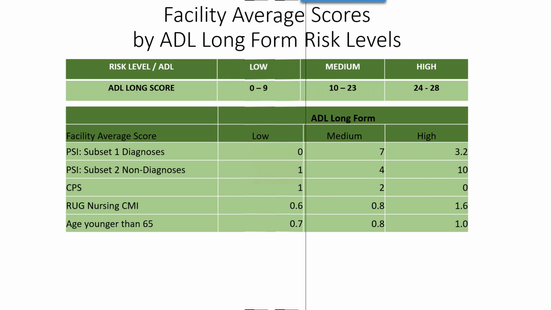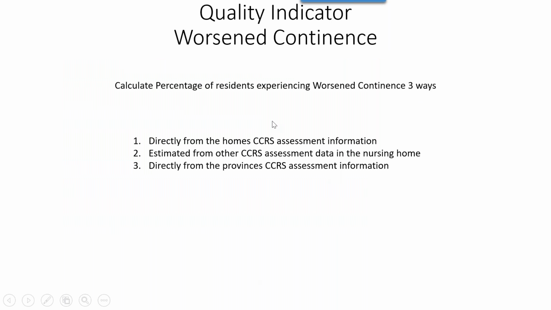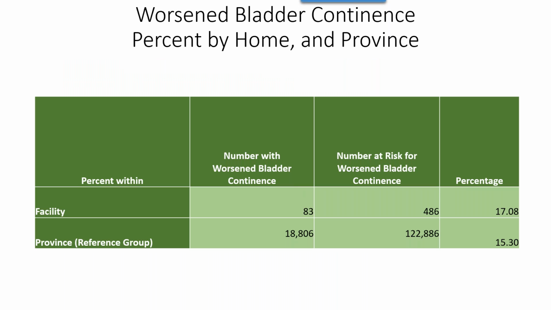Now let's go to the next one. You can see here the 3 ways we're calculating these QIs. We're going to look at the actual example for bladder. In this particular home, 83 people had worsened bladder continence. That is, their score went from a lower score to a higher score on that one item. The number of people at risk is 486, so the home had a percentage of 17. Provincially, 18,000 people actually experienced worsened bladder continence, 122,000 people could have experienced it, and the provincial rate is 15%.